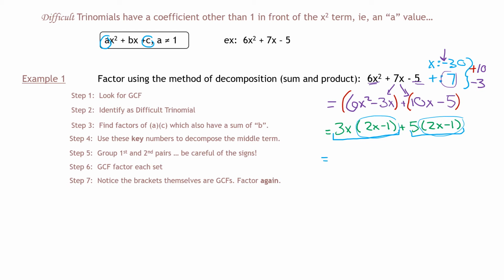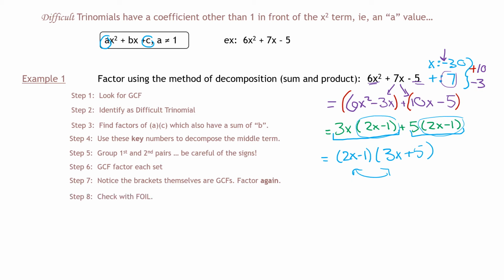So basically what I'm doing here is I'm taking out a greatest common factor of a 2x minus 1. And when I factor that out, all that's left is a 3x plus 5. And you could have written the brackets in the other order if you wanted to. But the 2x minus 1 comes out because it's the greatest common factor.